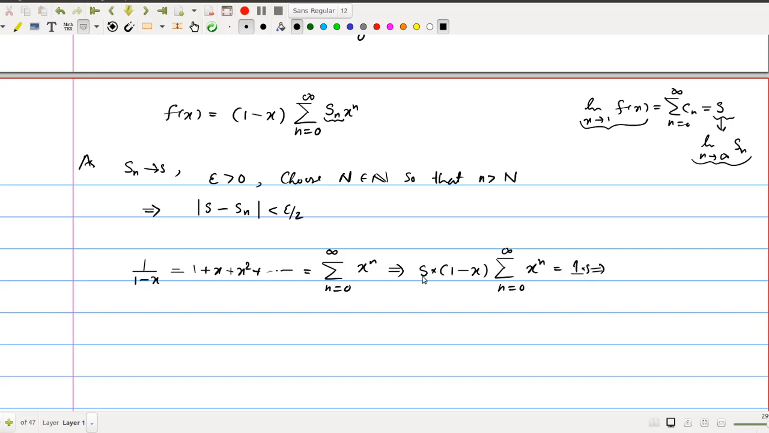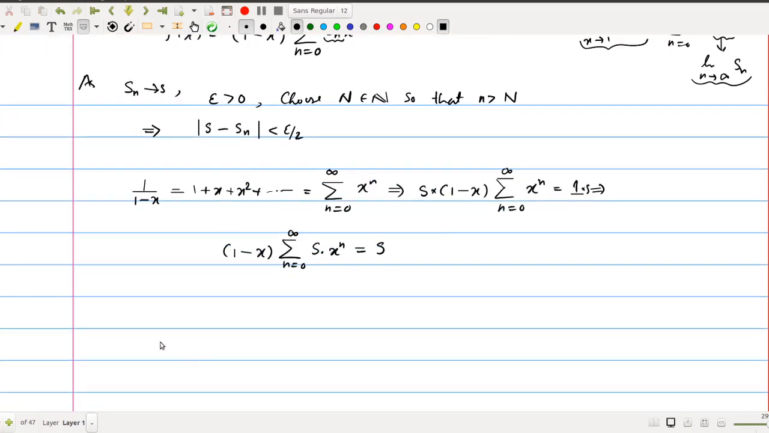Then you can take this s inside the summation, because the summation depends upon n. So we write 1 minus x times summation n equal to 0 to infinity s times x raised to n equal to s. So we can get a new expression for this s. Now we consider the modulus of f of x minus s, because we will make this modulus less than epsilon as x tends to 1. That is the idea here.